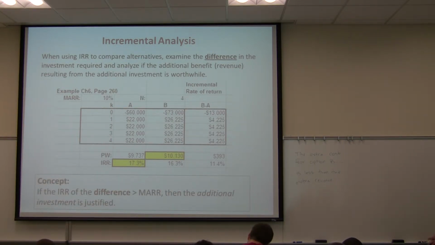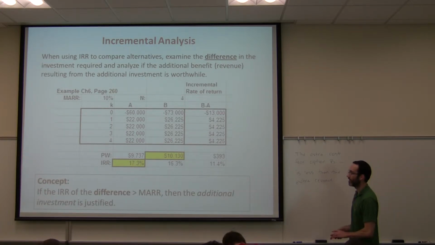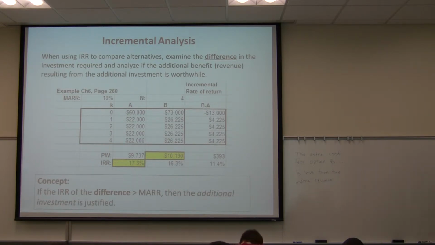So here's our rule. If the internal rate of return of the difference is greater than the MAR, then the additional investment is justified. If you can invest money cheaper than you can borrow it, borrow as much as you can. And that's what the banks do, right?